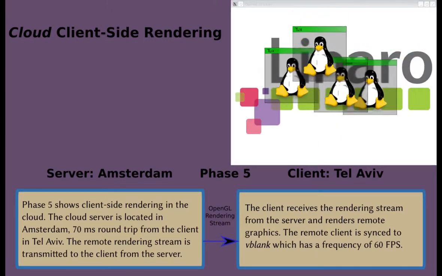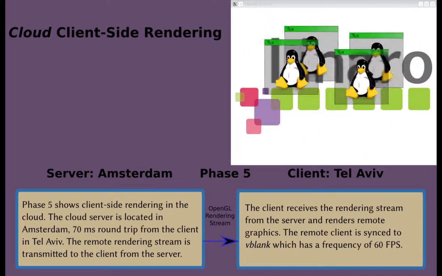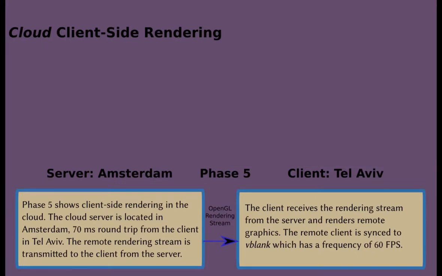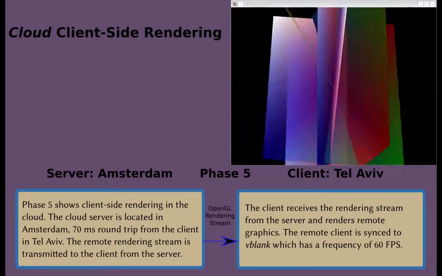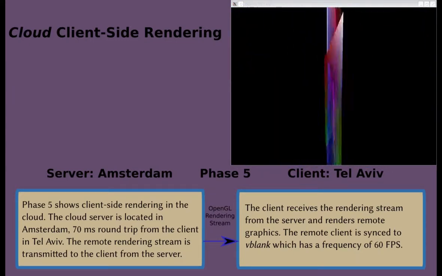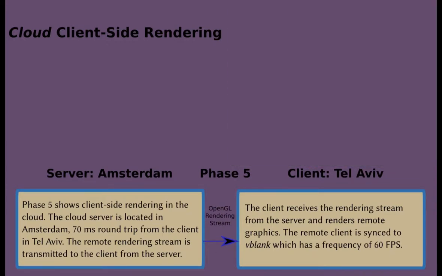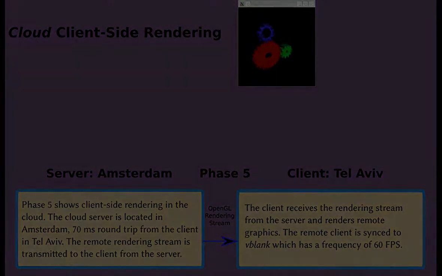The remote client is synced to vBlank, which has a frequency of 60 frames per second. This demo streams 5 short OpenGL ES self-contained benchmarks that demonstrate a variety of techniques for programming three-dimensional graphics. The first 4 are taken from the GL Mark II benchmark suite, and the last is the well-known GL Gears demo.